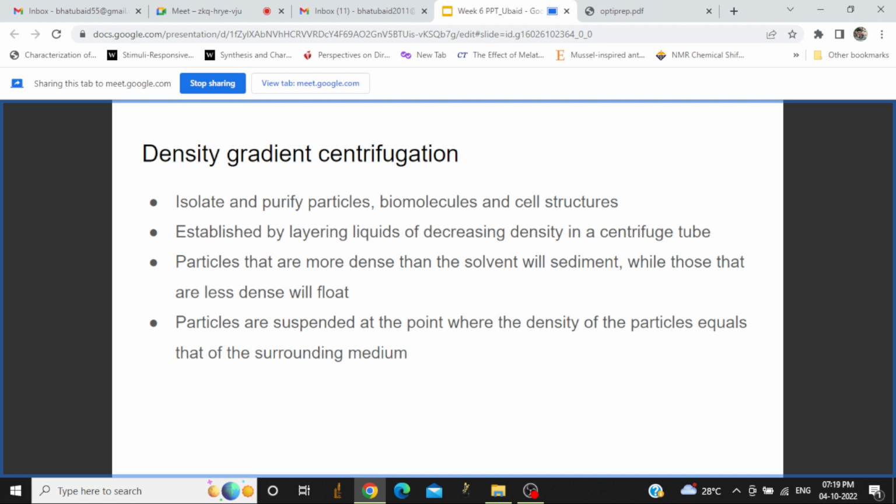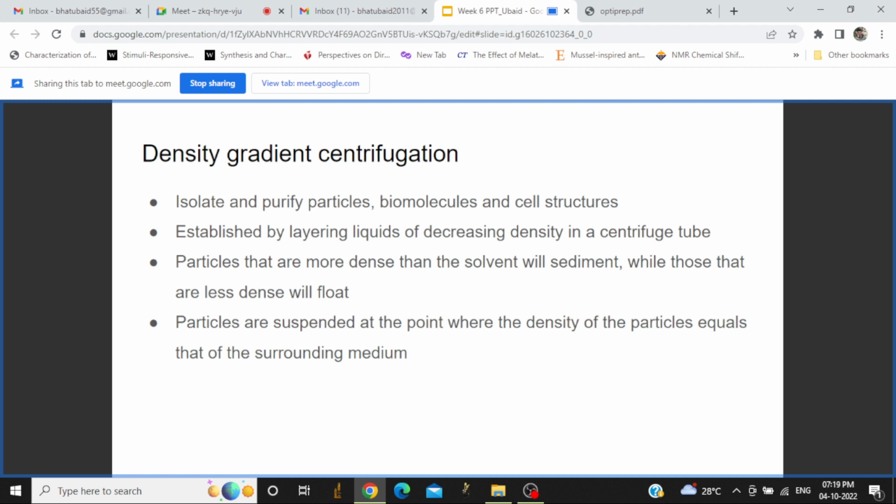First the liquid is filled in the centrifuge tube. After that, the sample we want to separate or purify is added to the centrifuge tube, and then this density gradient centrifugation is done.